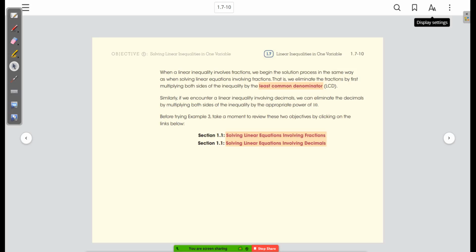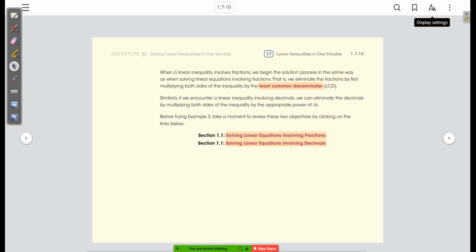When a linear inequality involves fractions, we begin the solution process in the same way as we would solving linear equations involving fractions. That is, we eliminate the fractions by first multiplying both sides of the inequality by the least common denominator. As I mentioned before, I think it's very rare that you will come to love fractions, but once you get used to them, they are not that bad.